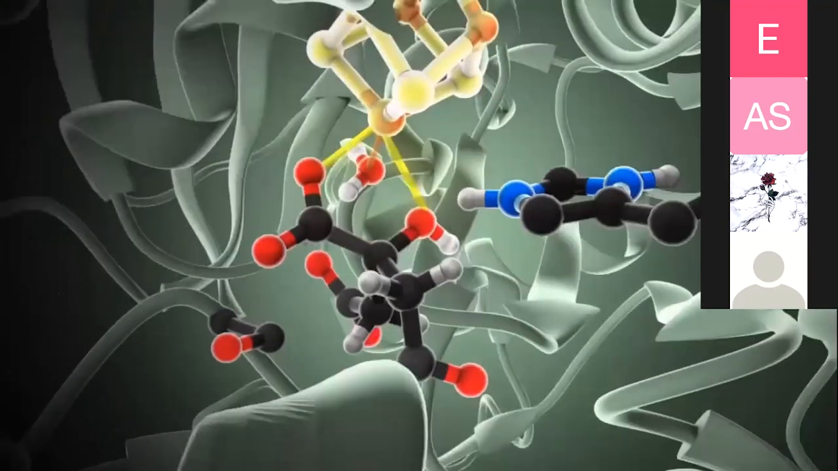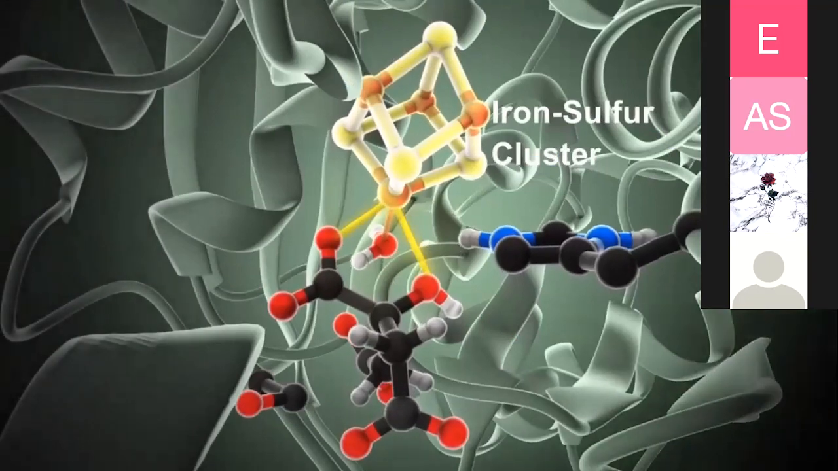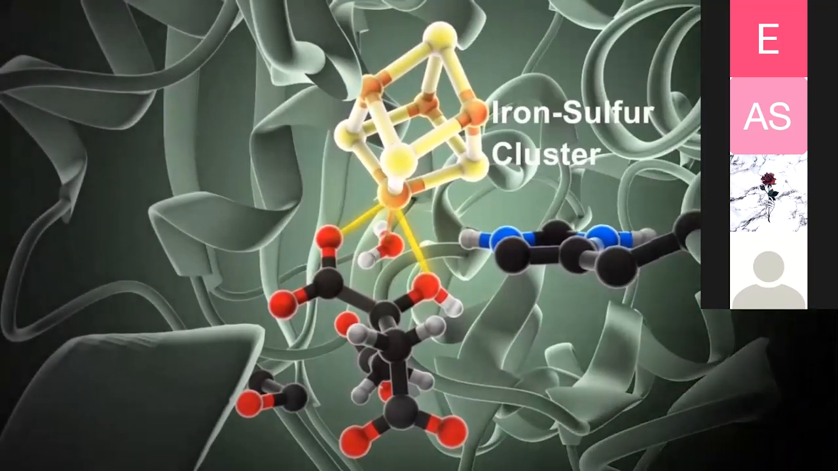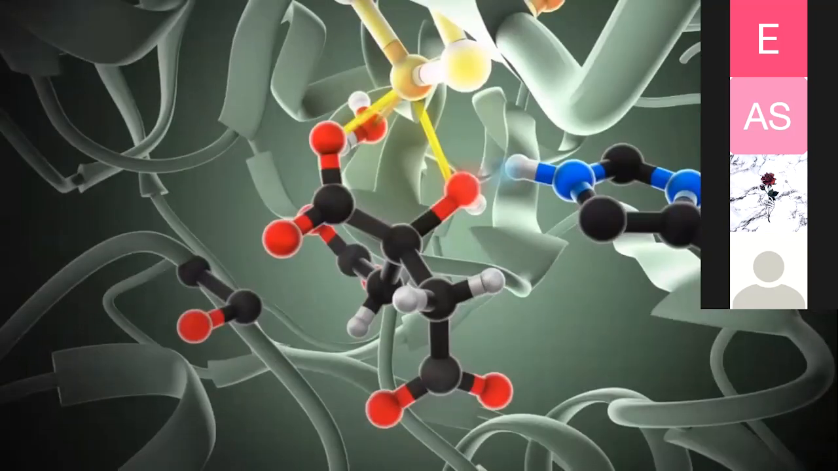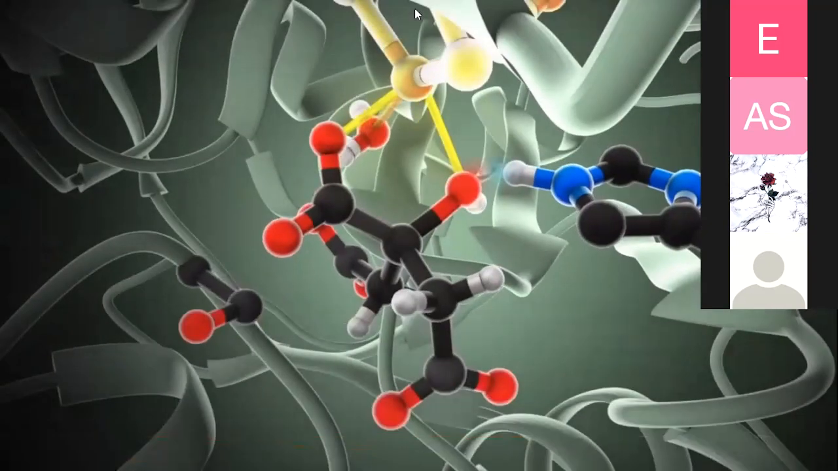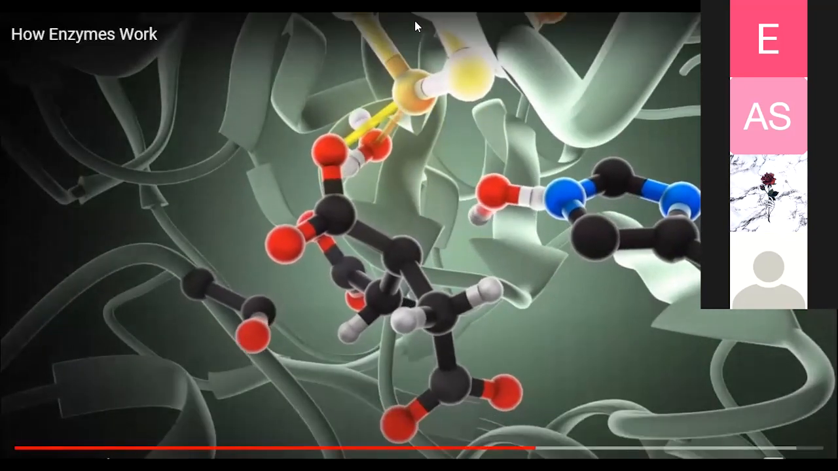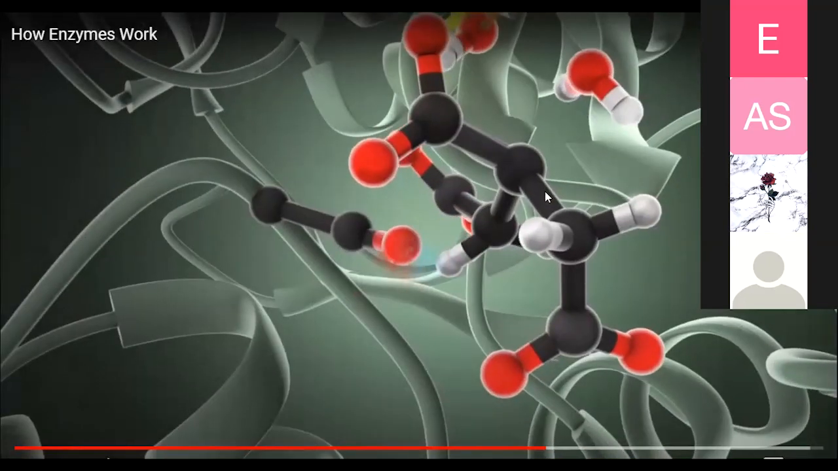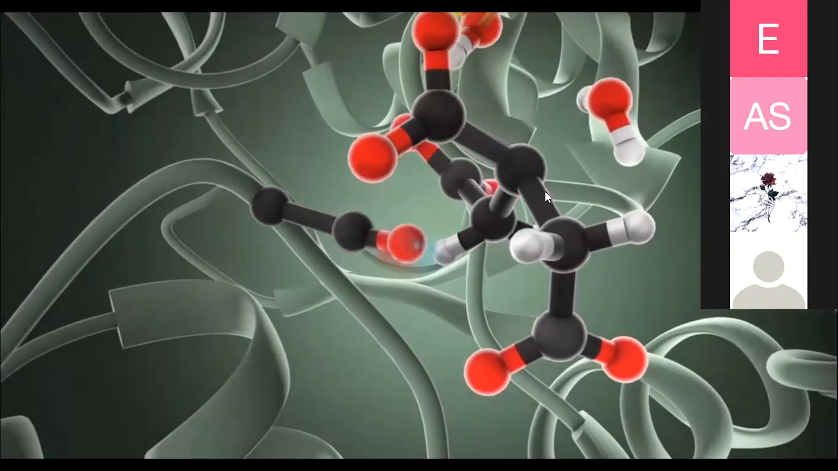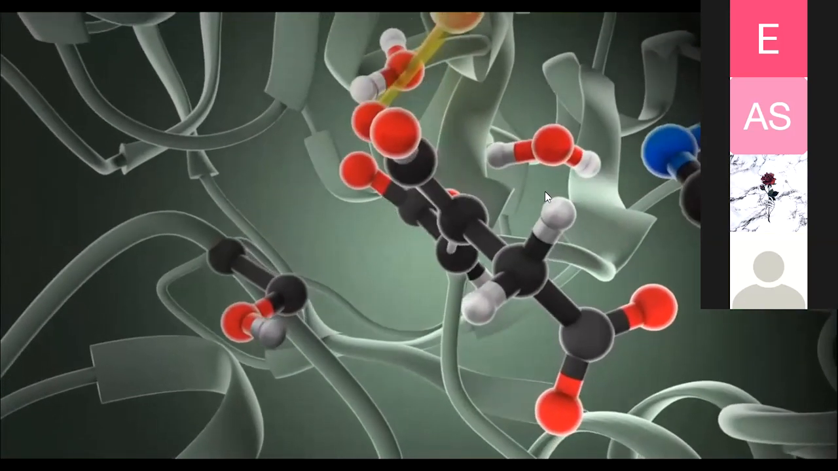The active site of aconitase also contains an iron sulfur cluster that stabilizes the substrate electrostatically and helps to position it relative to the catalytic residues. The first step in the reaction is dehydration. In this step, histidine acts as an acid and protonates the hydroxyl on the substrate, allowing it to leave as a water molecule. Serine then acts as a base, extracting a hydrogen atom from the opposite side of the substrate, forming the intermediate cis-aconitate.